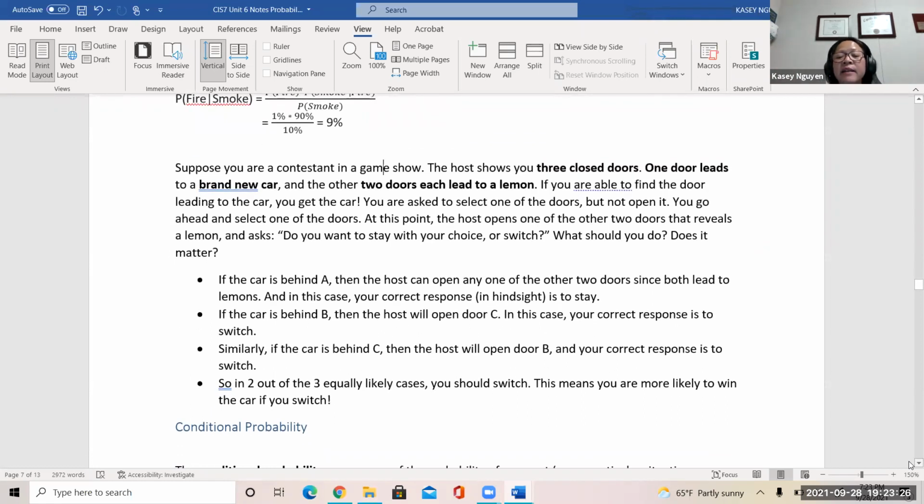So if the car is behind the door A and the host opens one of the doors, right, since they both lead to lemons, then in that case, you would have the correct response if you don't switch. If the car is behind the second door and the host opened the door C, then you should switch. Okay. And similarly, if the car is behind the third door and the host opened the door B, which has the lemon, right, then you should switch. Okay. So 2 out of the 3 is equally likely the case that you should switch. This means that you are more likely to win the car if you switch.